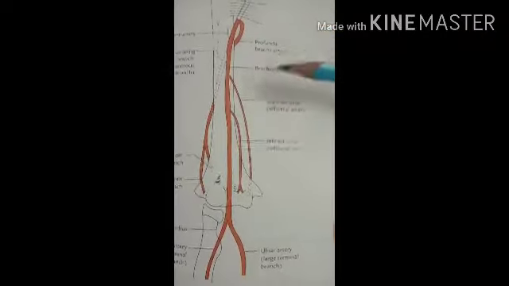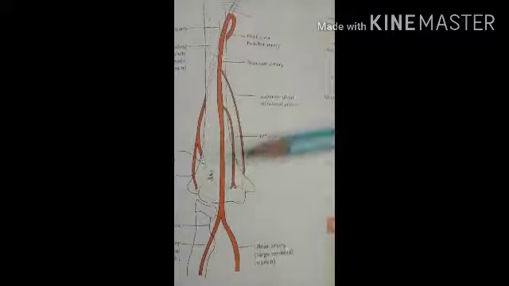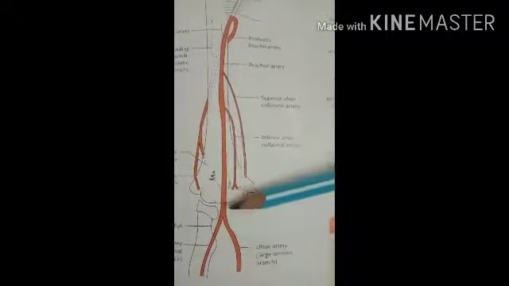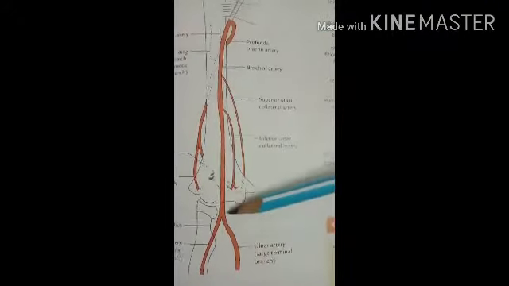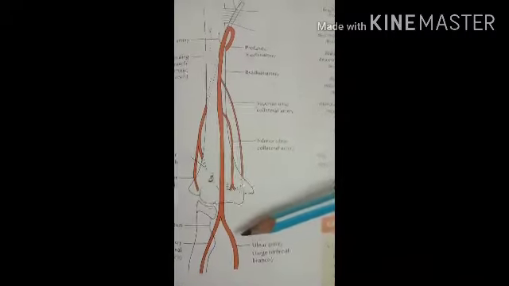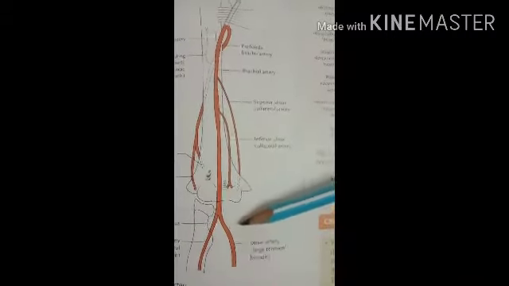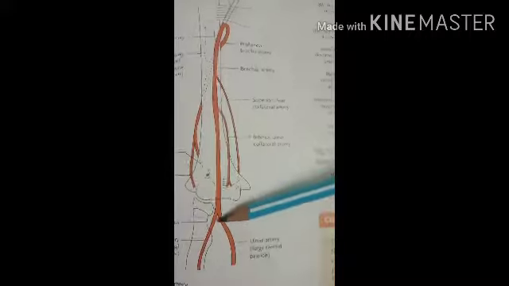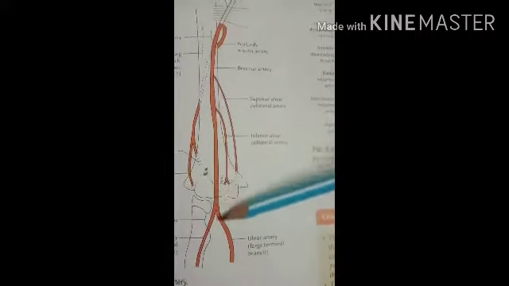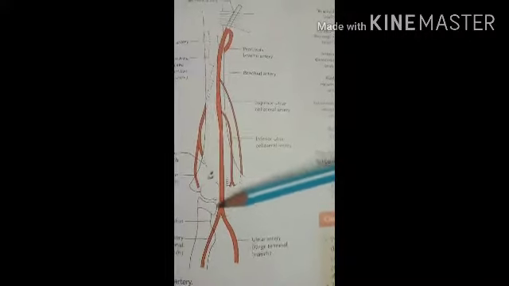The clinical importance of the brachial artery: the brachial pulse should be felt in the cubital fossa, medial to the tendon of the biceps. For the pulsation, blood pressure should be recorded in front of the cubital fossa, this way.